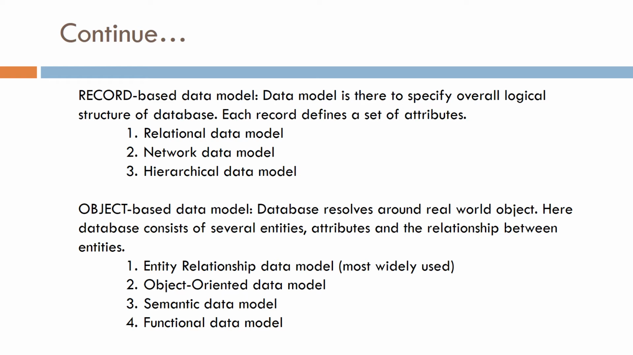Here database consists of several entities, attributes, and the relationship between these entities. There are four examples of object-based data model, and these are entity relationship data model, which is most widely used data models, and second is object-oriented data model, next is semantic data model, and fourth one is functional data model.